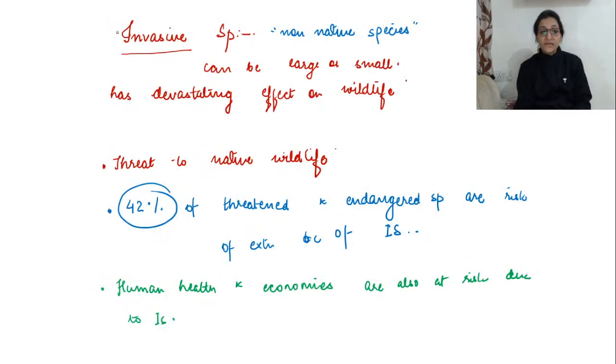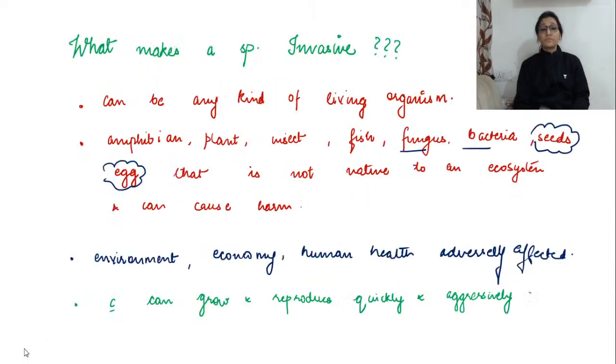Now, lastly, the topic was invasive species. So invasive species, they can be a big species or a small species which can devastate the wildlife, human health or economy. Then it falls under the category of invasive species, and it can be bacteria, it can be fungus, it can be fish, it can be insect, it can be plant, it can be amphibian, it can be seed, or it can be eggs.